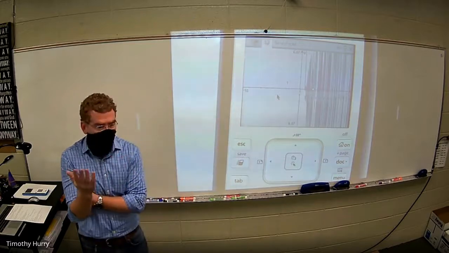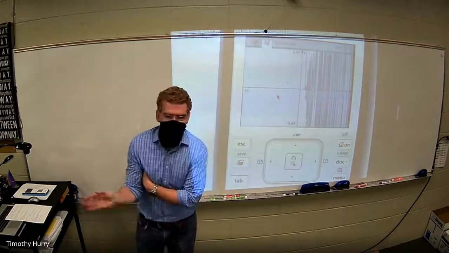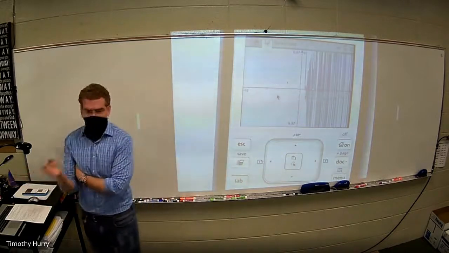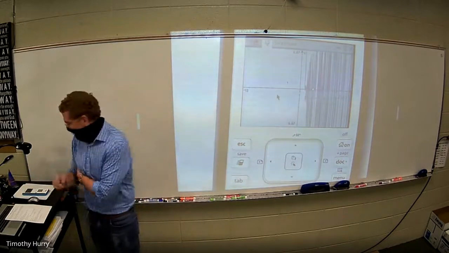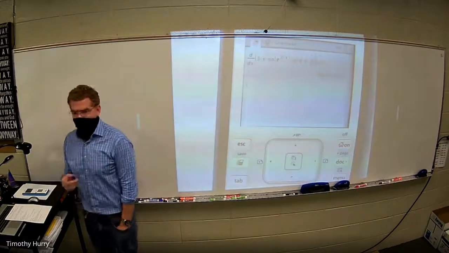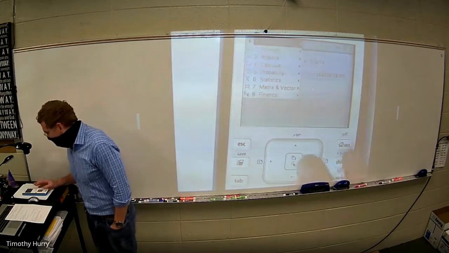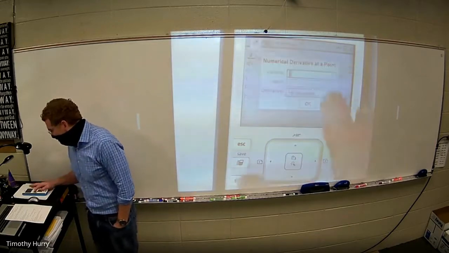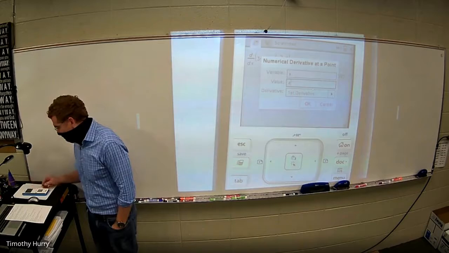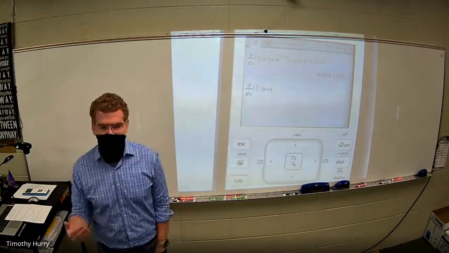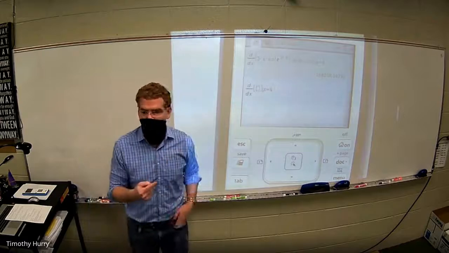I probably should have picked a more normal function, but I was trying to show you how it's really tough to type it in, probably easier another way. Now, once I have this function typed in, I could go back. And now when I go to take the derivative, I could go menu, calculus, numerical derivative, come down here, type my value of 4 in there.